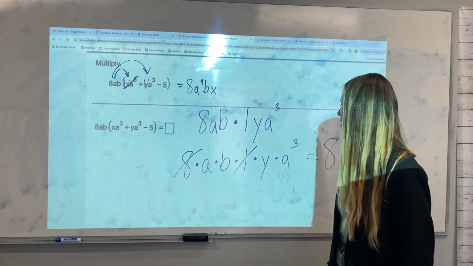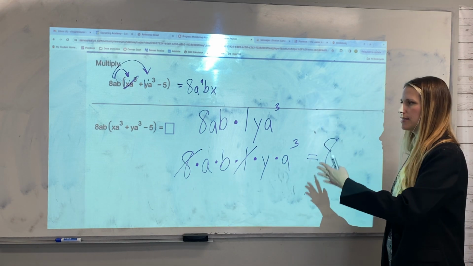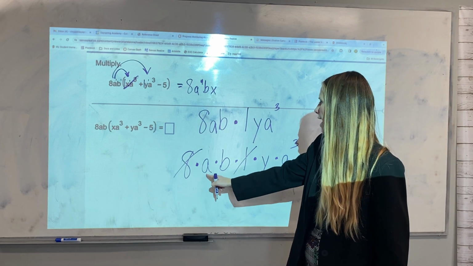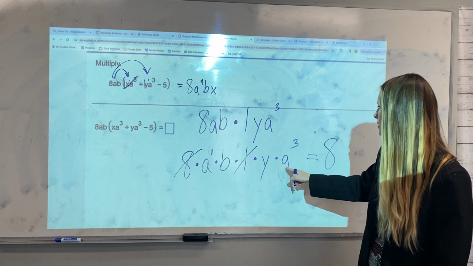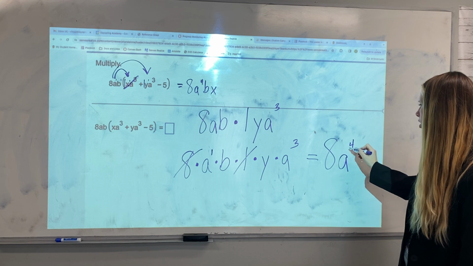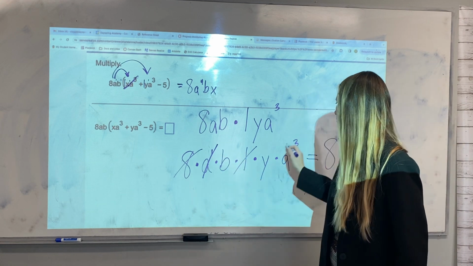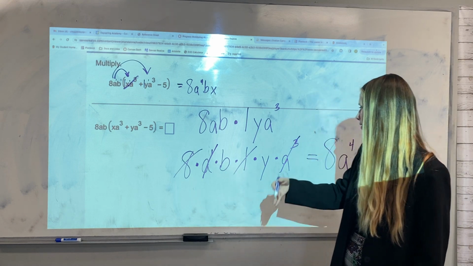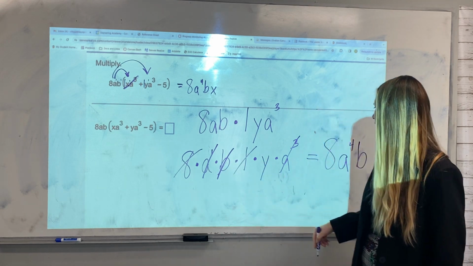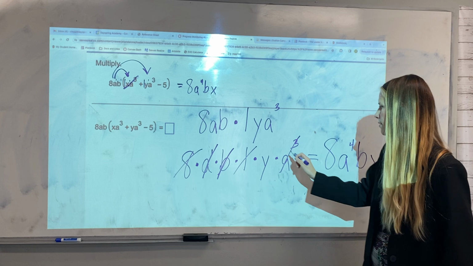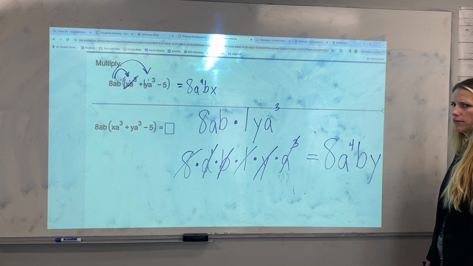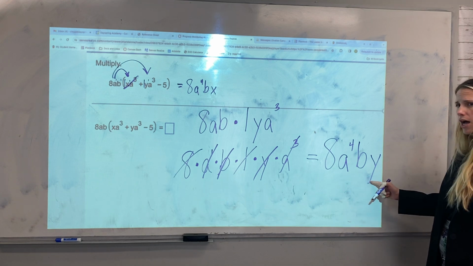Then we'll go in alphabetical order because that's the way we write things in standard form. We'll do my a's next. a to the first power times a cubed is? a to the fourth power. Done. b is b. Done. And y is y. Done. Does it seem like it's getting easier now? No? Did you see how I got this?